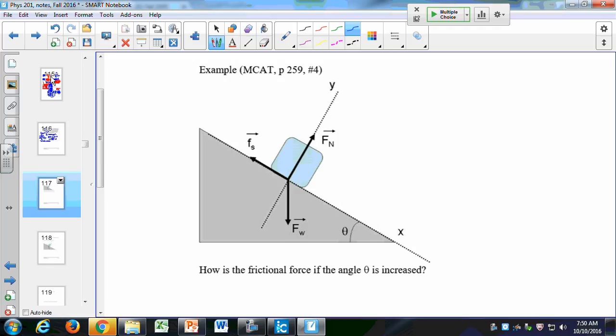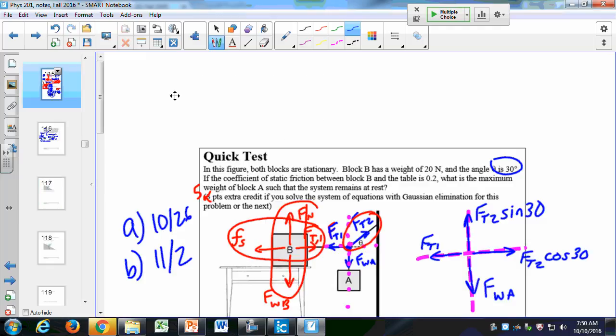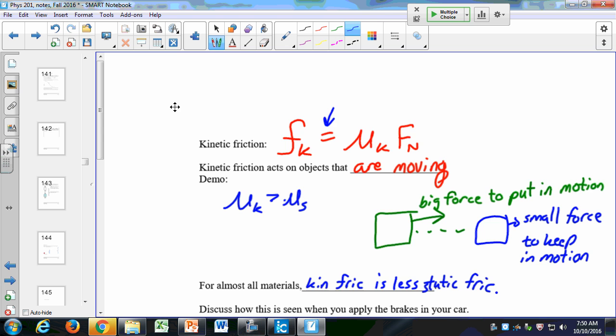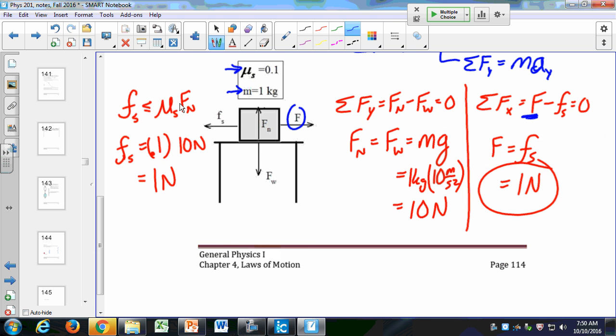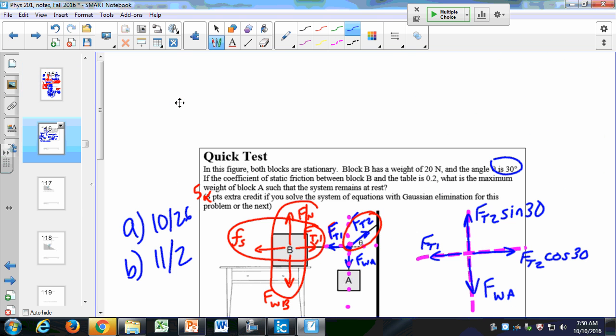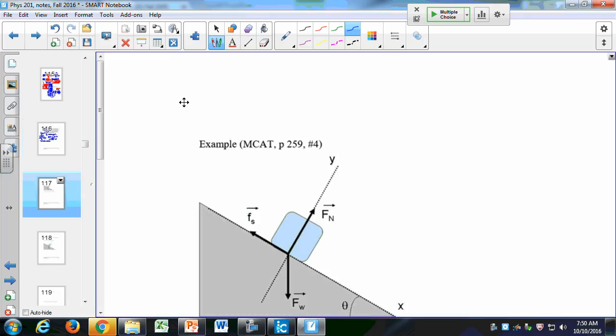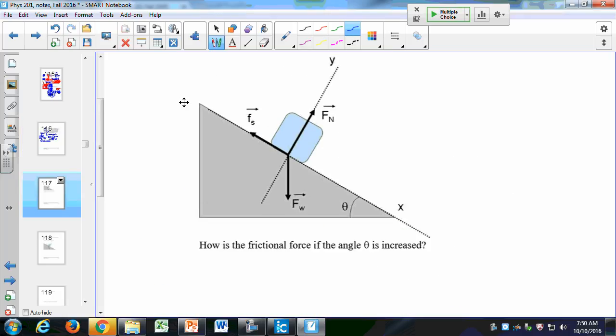I don't think we have. Let's go back and see. We did that problem. No, it doesn't look like we've had friction on an inclined plane. We've done friction, but not friction on an inclined plane. So let's think about this first, just sort of conceptually.